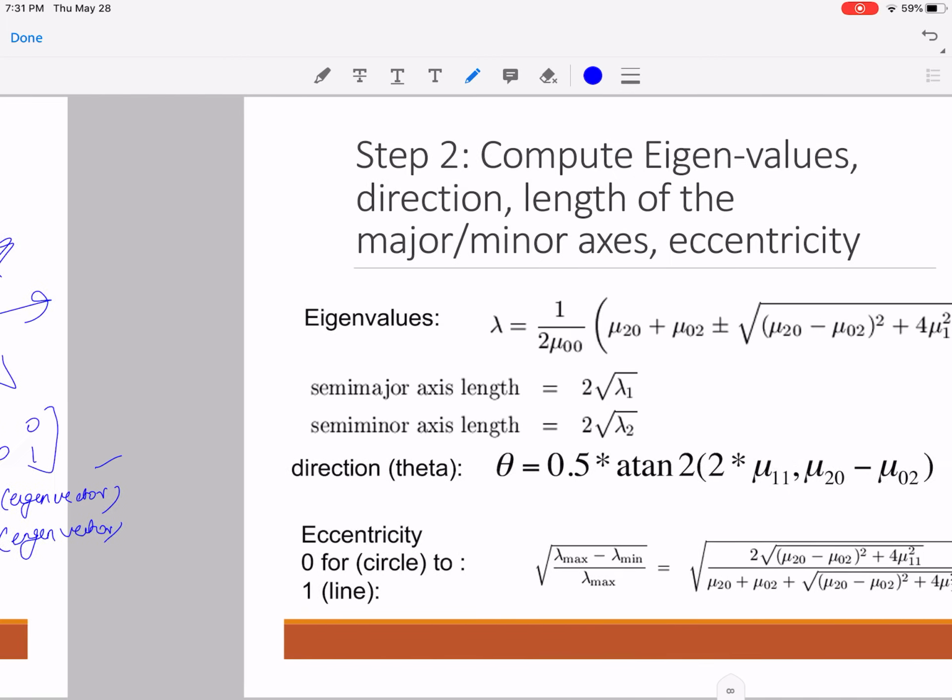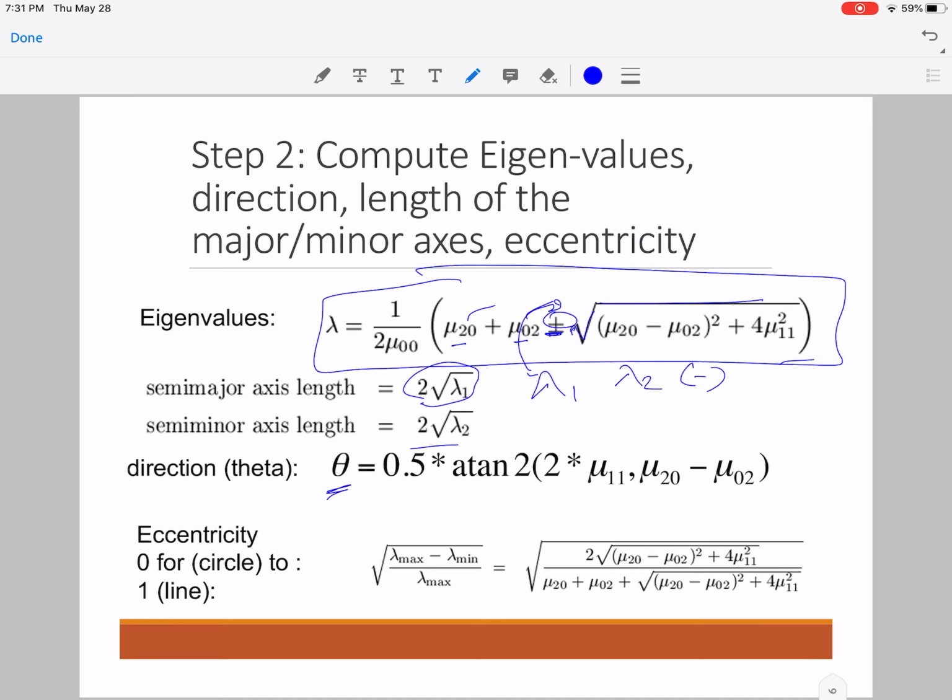There are some other additional statistics that you can use to identify whether an object is circular or elongated, and that statistic is eccentricity. Eccentricity is defined as the square root of (lambda max minus lambda min) over lambda max, where naturally lambda max is equal to lambda 1, the larger of the two eigenvalues, and lambda min is equal to lambda 2. So if both lambda 1 and lambda 2 are equal to each other, meaning that the shape is circular, the eccentricity value is going to be equal to 0. If the object is quite elongated, then this eccentricity value is going to be larger.